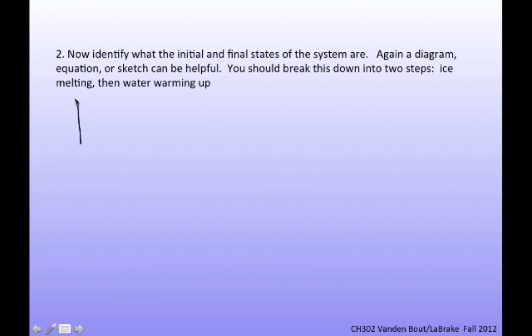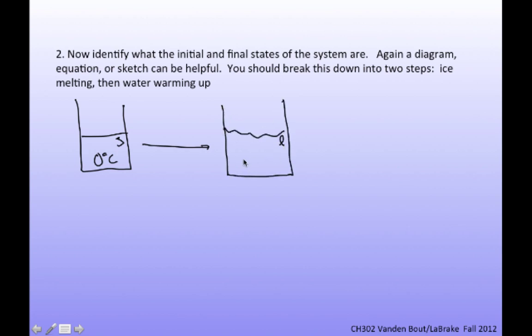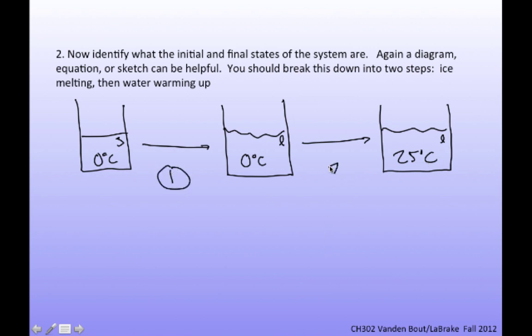So we start out with our solid water, and it's going to be solid and it's going to be 0 degrees C. The first thing that happens is that we then melt it and we end up with liquid water, and it's still at 0 degrees C. And then finally we warm up the water and it's liquid, and now it's 25 degrees C. For all of these processes we're going to think about step 1, the phase transition, and then step 2, the warming process.